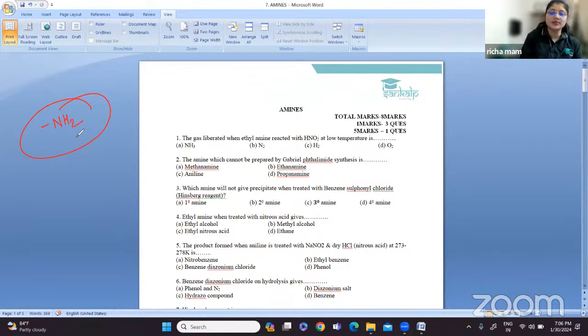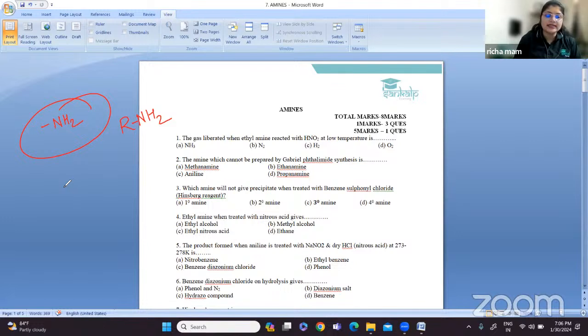In this particular chapter, amines, what are amines? Amines are the compounds which consist of a nitrogen atom, NH2. So how are the amines classified? Amines are classified as primary amines, secondary amines, and tertiary amines. Primary amines are represented as RNH2. When the amine group is attached to only one alkyl or aryl group, then they are called primary amines.